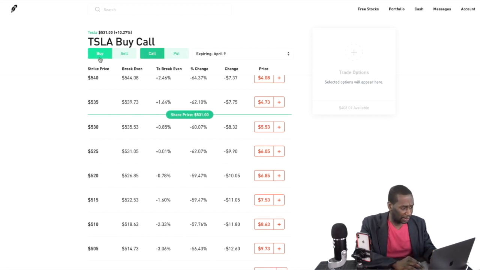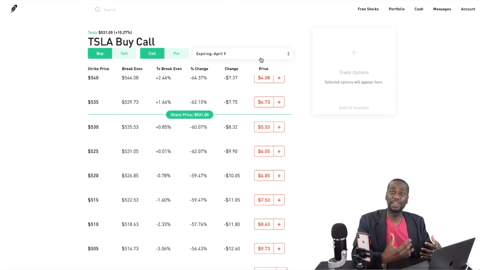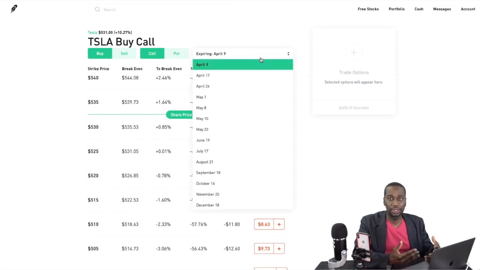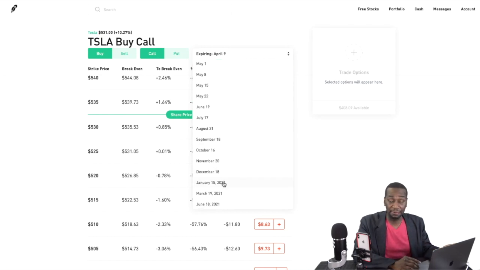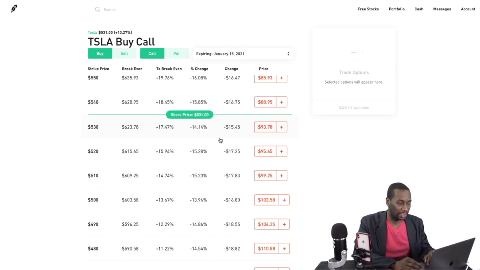So we're going to click buy, and then we're going to come up here and click call. If you look even further to the right, those are going to be your expiration dates. So how long do you want the right or the option to buy Tesla at a certain price? As we're recording this is April 1st, 2020. So we can go out to January 15th, 2021 if we wanted to. Okay, we could go out to January 21st, 2022 if we wanted to, just to give you an idea. So we're going to stick with January 15th, 2021. So we're going to go out about 8 to 9 months from now. Okay, so we click on that.